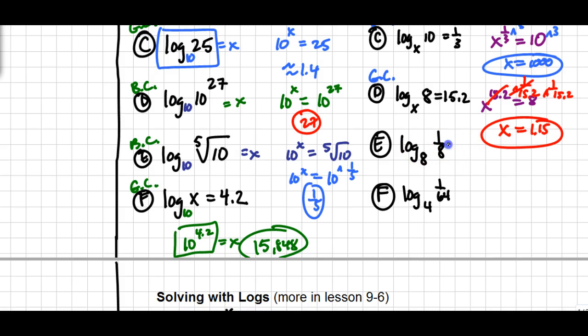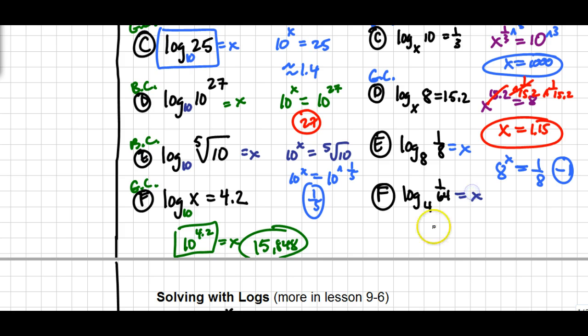On the next one, if you rewrite it as exponential form, we get 8 to the x equals 1/8. Hopefully you remember from earlier in the video that when the base flips over, it has to be negative. If the value of the number doesn't change, then it has to stay a -1. Let's try that one more time with our last one here.